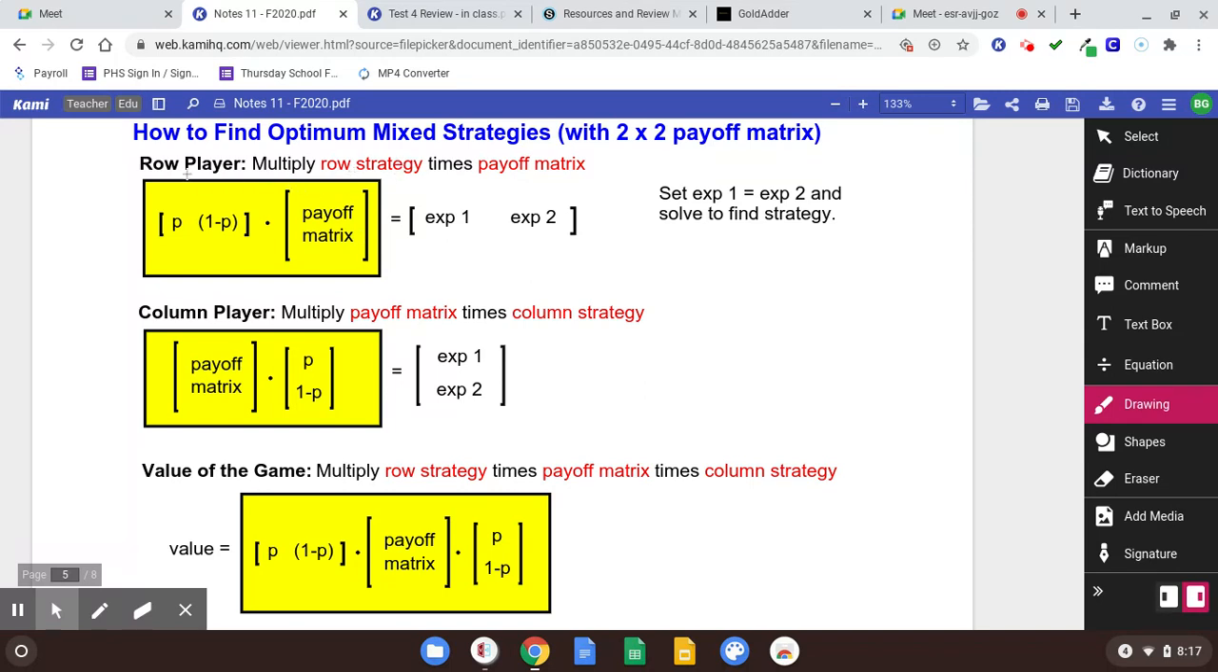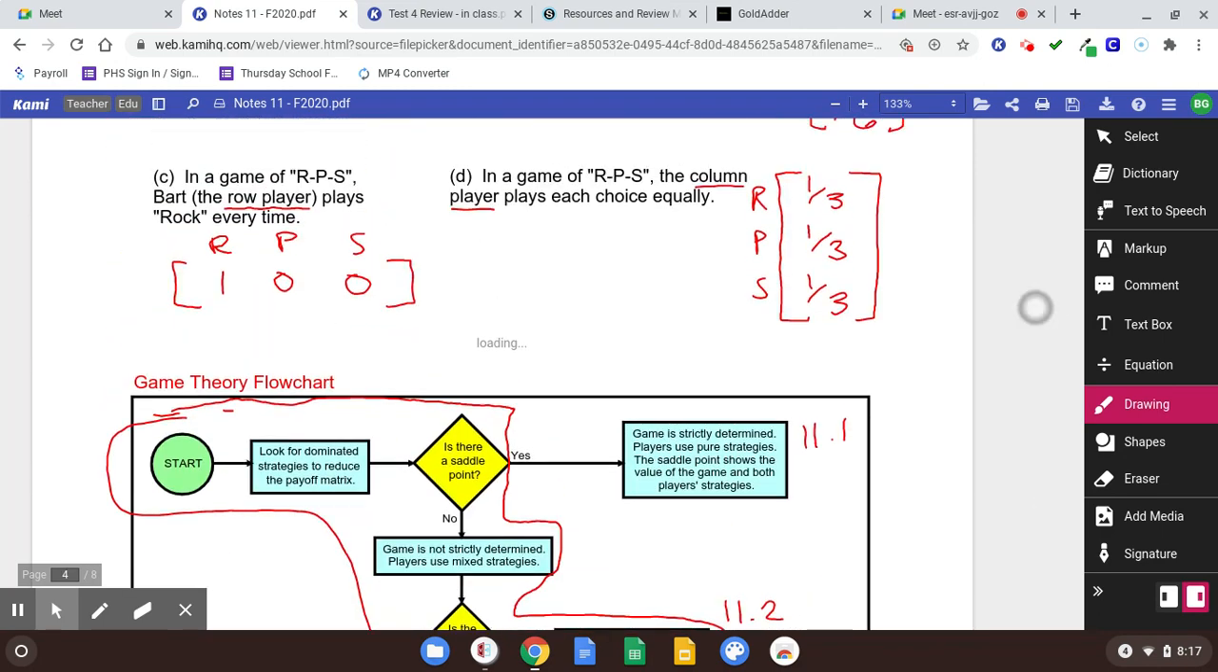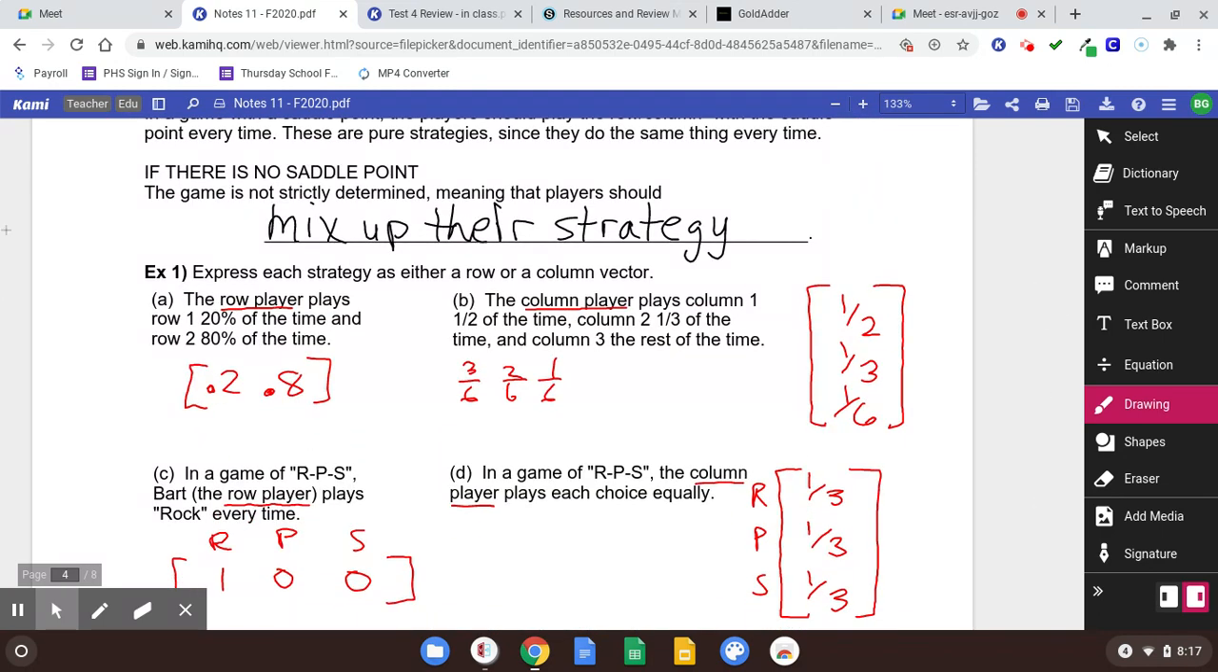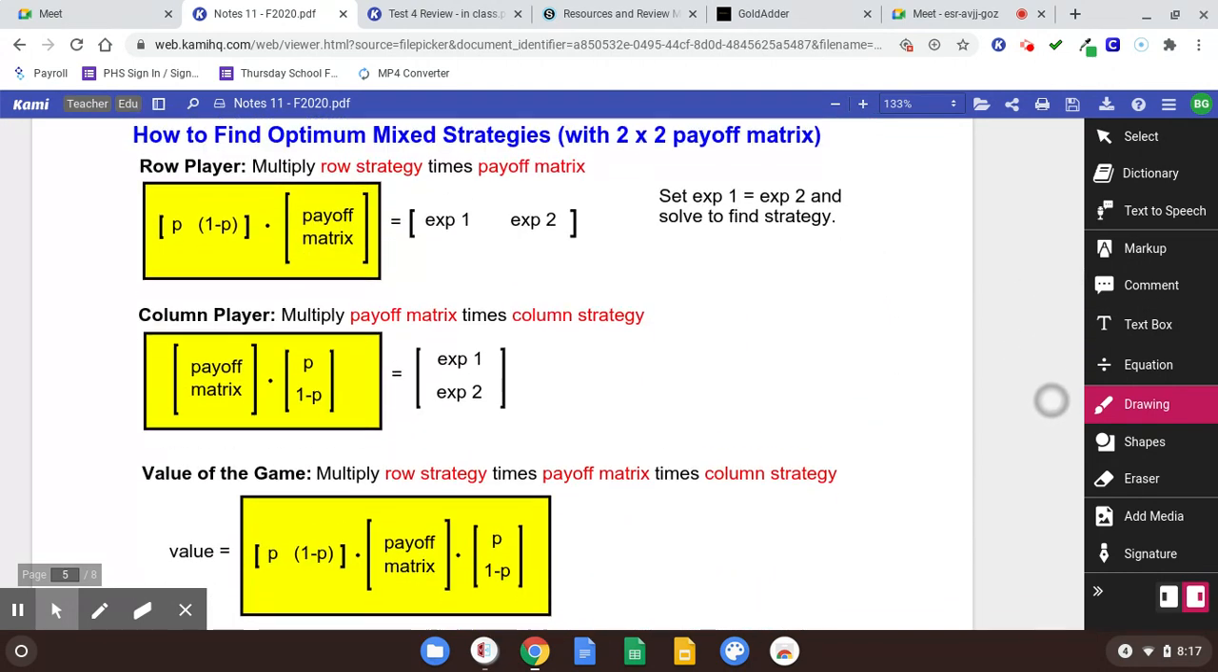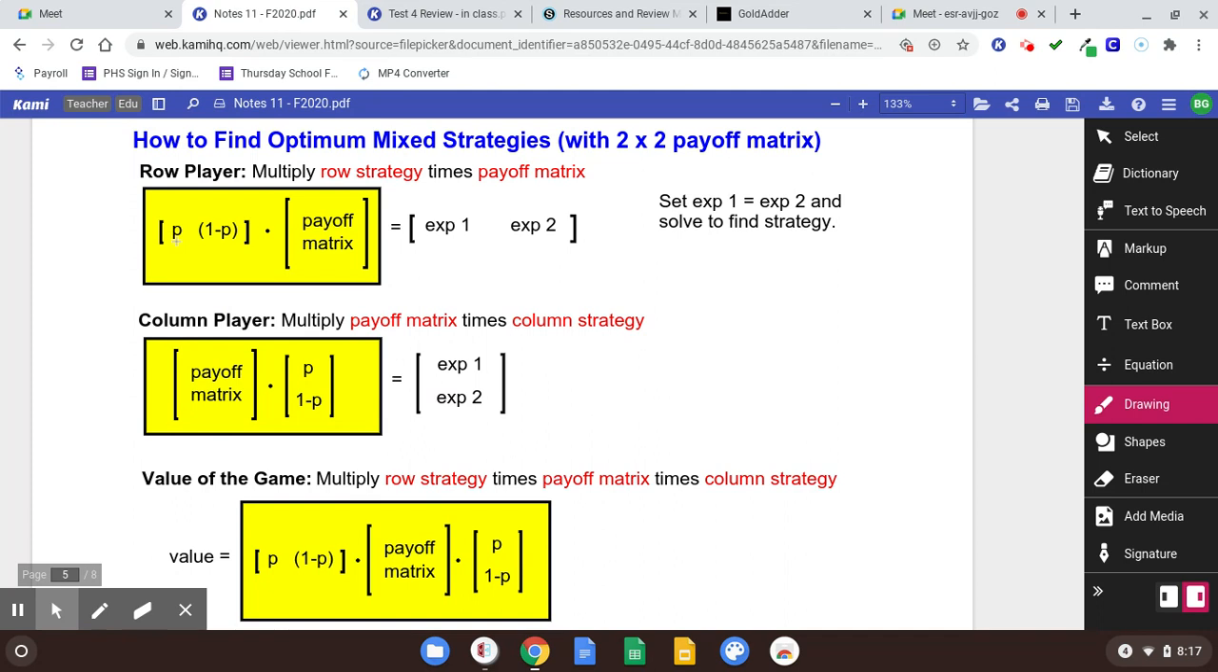To find the row player's optimum strategy, we're going to multiply this row vector. Now what is this, p, 1 minus p? People get confused by this, but all that means is, if this was 0.2, then we know that this is 0.8. If this is 0.5, then this is 0.5. If this is 0.3, then this is 0.7. These two numbers have to add up to 1, right? That's all that's saying. It's not trying to be difficult when it says p and 1 minus p.